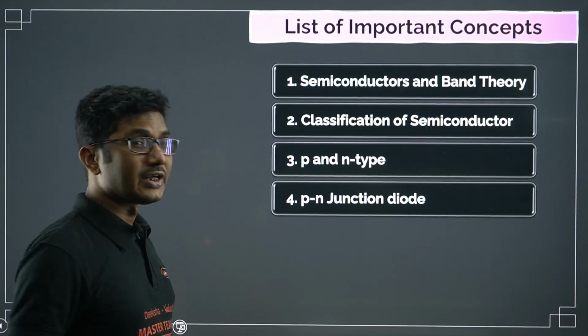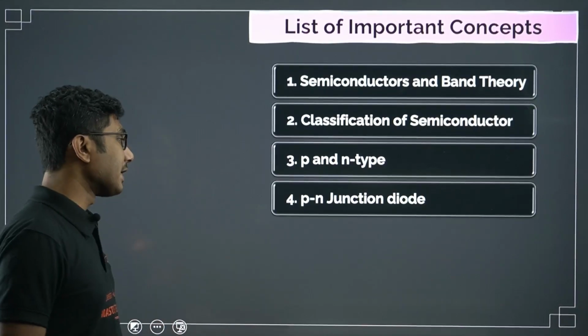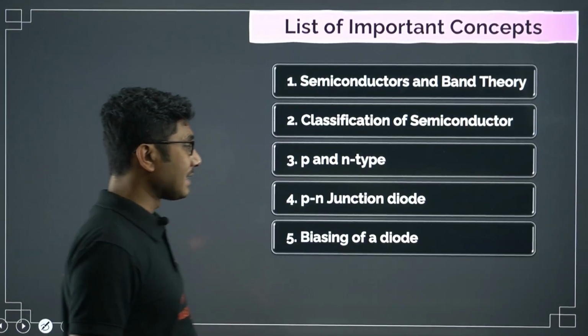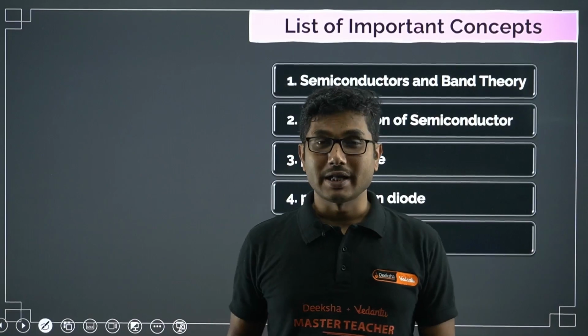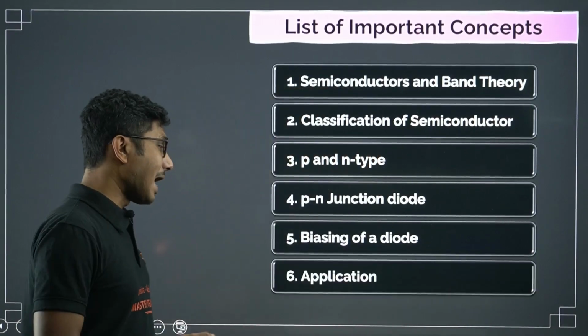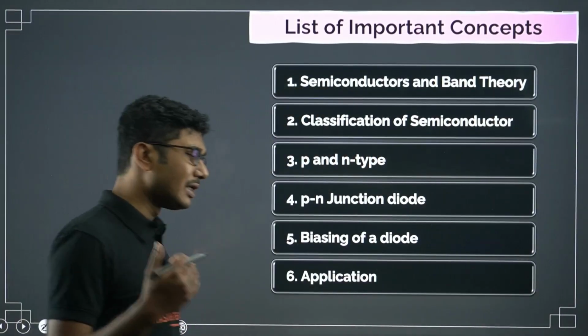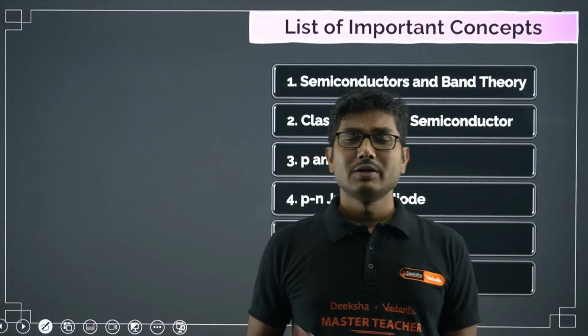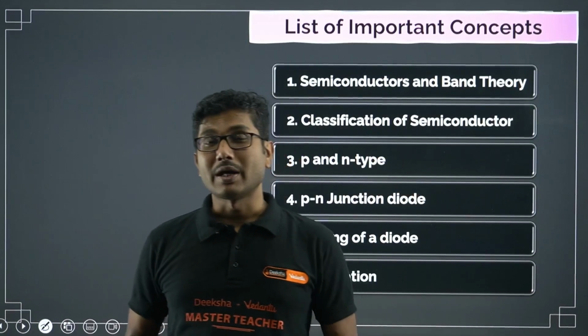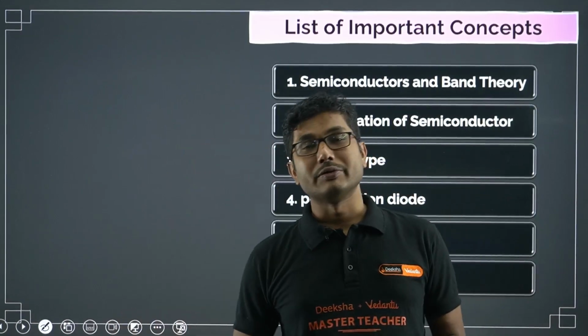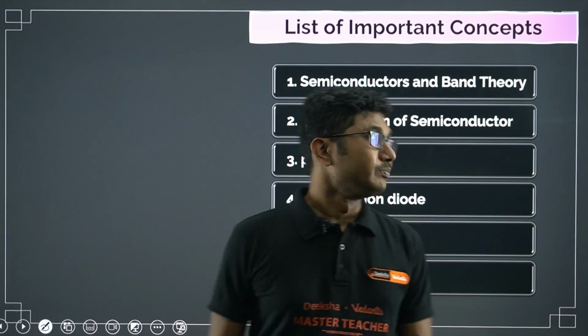Then p-n junction diode, very important concept. And lastly, biasing of a diode. How can you bias a diode? Forward bias, reverse bias. And in the application part, we will learn about rectifiers. So basic examples of rectifiers and what type of questions might come, we are also going to discuss in this session. So let's see.